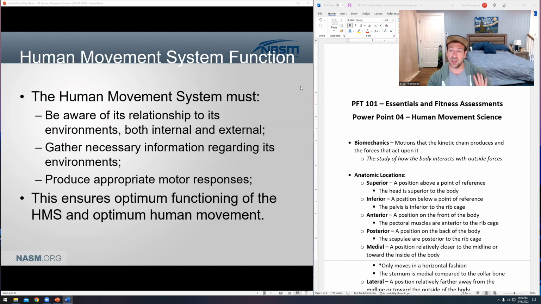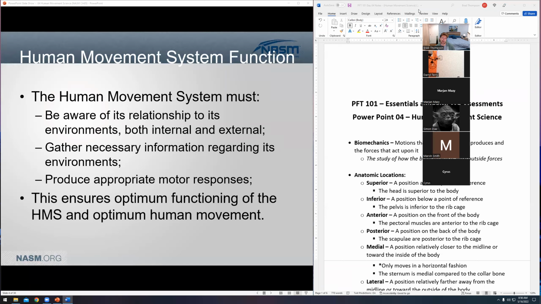And then our human movement system has to be able to gather information about both of those things, right? None of us want to go grab a 5-pound dumbbell and then lift it with 100 pounds of force. You know what I mean? Because the next thing that's going to happen is it's going to be exactly like those superhero movies where somebody gets superpowers for the first time and they just rip the door off the hinges and they're like, what? We don't want to do that.